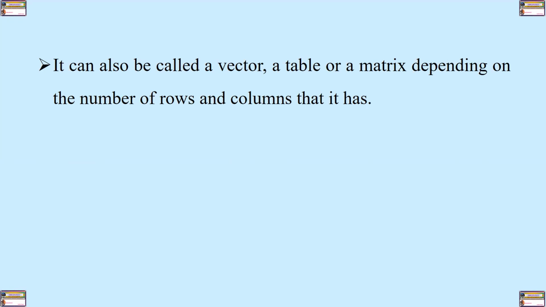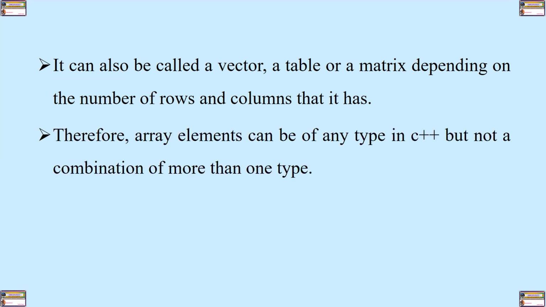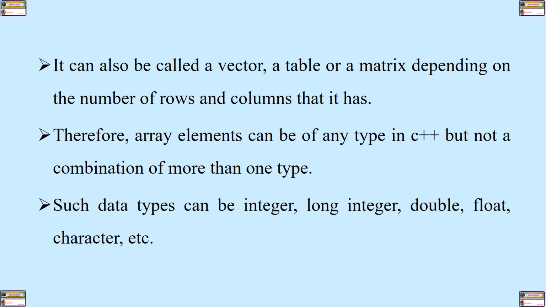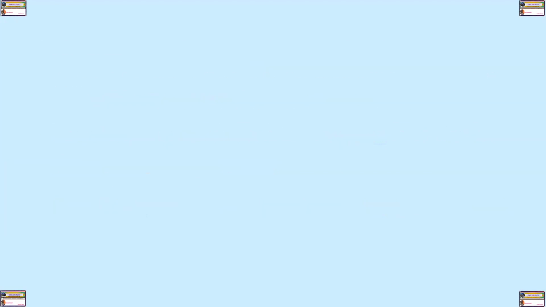It can also be said to be a vector, a table, or a matrix, depending on the number of rows and columns that it has. Therefore, array elements can be of any type in C++, but not a combination of more than one type. Such data types can be integer, long integer, double, float, char, amongst the others.